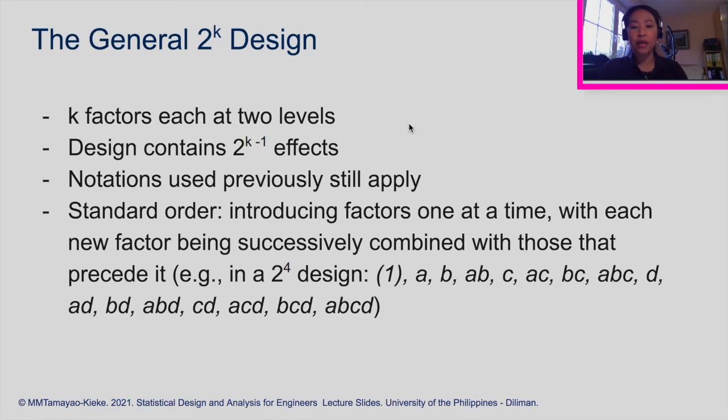So for example, in a 2 to the 4 design, you first start with 1, and then A, B, and then you combine A and B to have AB, and then you have C, and then combine A to C, B to C. That's why you have AC, BC, and so on.